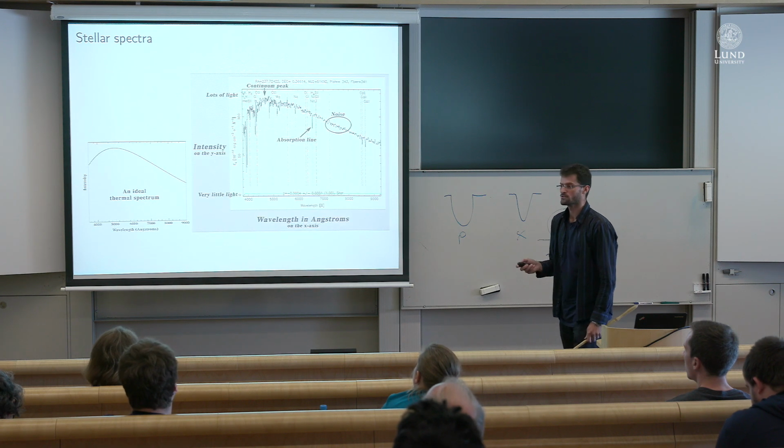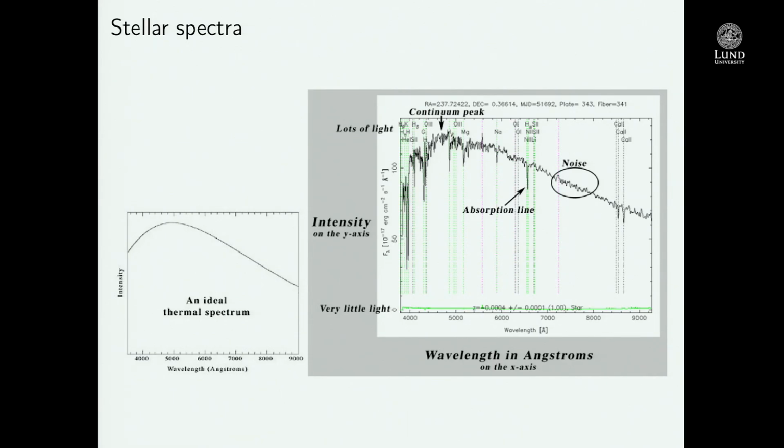However, the true spectra look more like this. We have, of course, observational noise. There are outstanding features in the spectrum that we call absorption lines. These are due to the light being absorbed in stellar atmospheres due to the presence of different elements. And, of course, a lot of other influences that shape the spectrum.